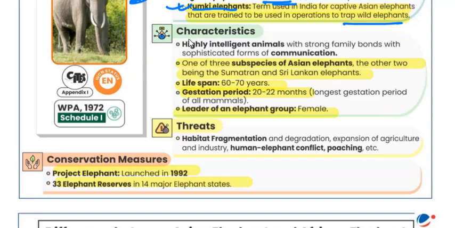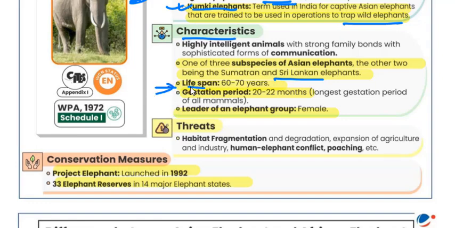Next is given about some characteristic. Highly intelligent animal. This is not going to be asked. With strong family bonds and a sophisticated form of communication. One of the 3 subspecies of Asian elephants, the 2 others being Sumatran and Sri Lankan elephants, not important.